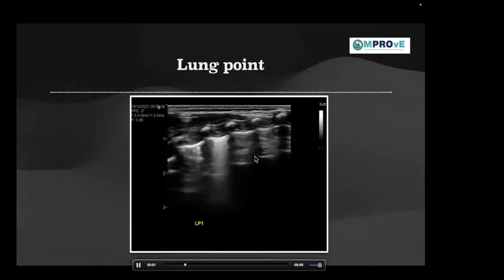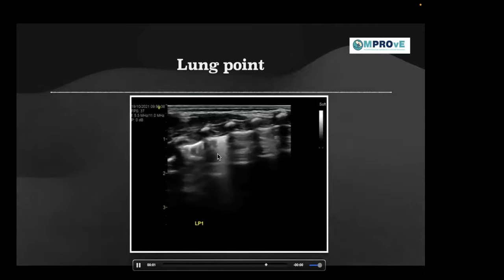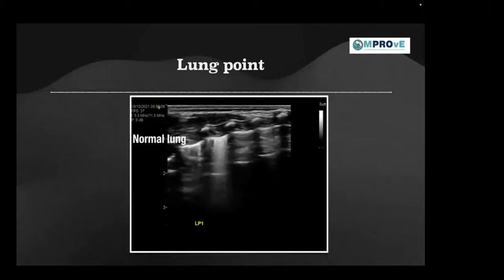You can see this is an area devoid of pleural sliding. You cannot see any B lines or comet-tail effects. Whereas this is the area where you can see nice pleural sliding. You can see your B lines moving with the pleura. There's a B line coming up here as well. So this is a normal aerated lung, and this is the area where there is a pneumothorax.